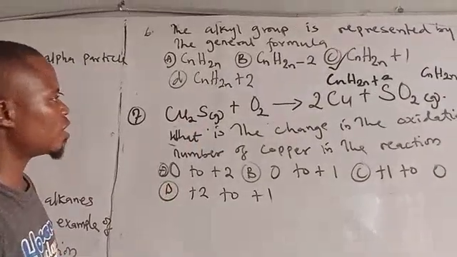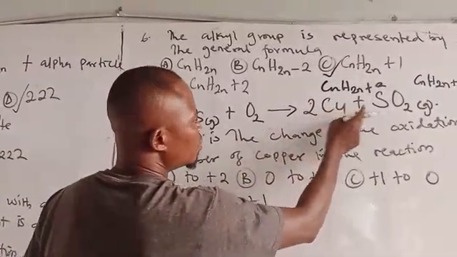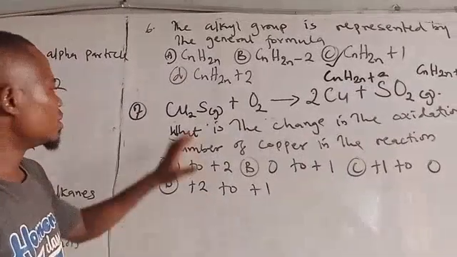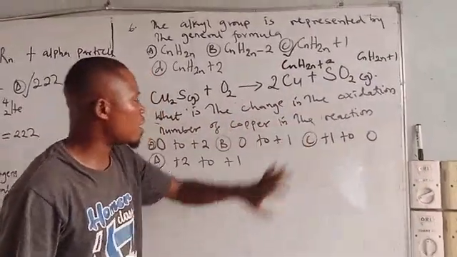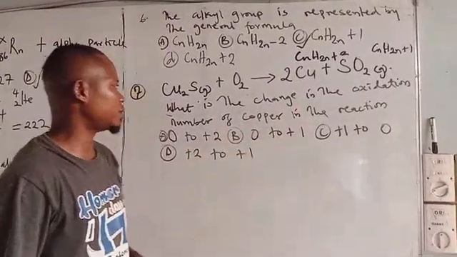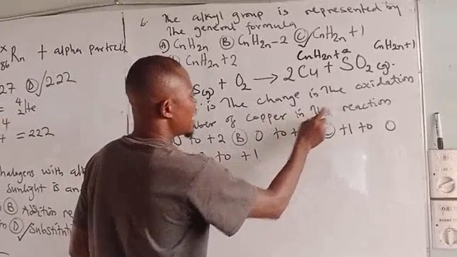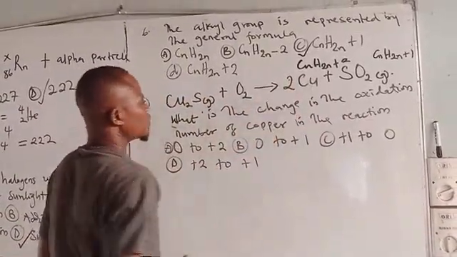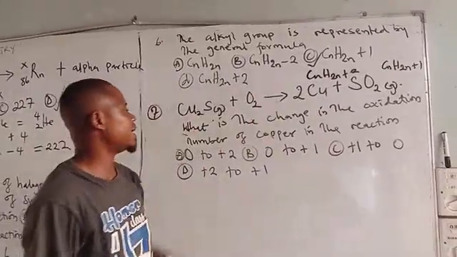Cu2S plus O2 to form 2Cu plus SO2. The question is, what is the change in the oxidation number of copper in the reaction? So copper is going from this to this. So they are asking us, what is the oxidation state? So we have to know the oxidation state here and that here.